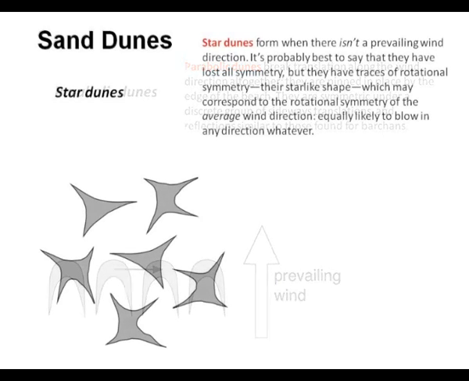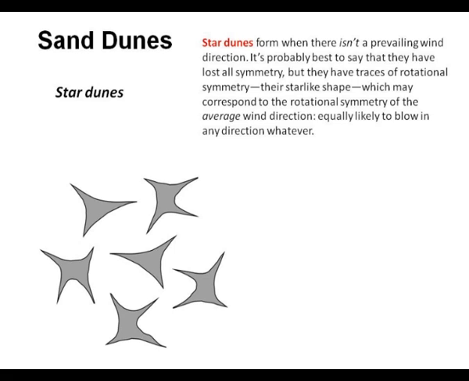And finally, the star dunes, which probably are best thought of as not really having much symmetry at all. Everything's broken. They do have sort of local, vaguely rotational symmetries. Star dunes form when the wind, on average, doesn't go in any particular direction. One day it's coming from the north, another day it's coming from the east, another day from the south, southwest, whatever. No prevailing direction. So the pattern has no prevailing direction either.